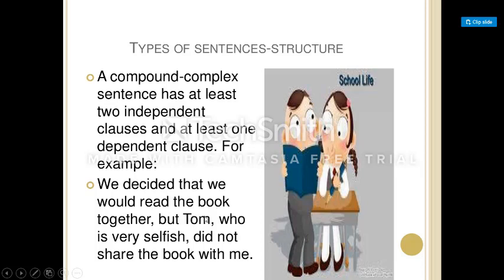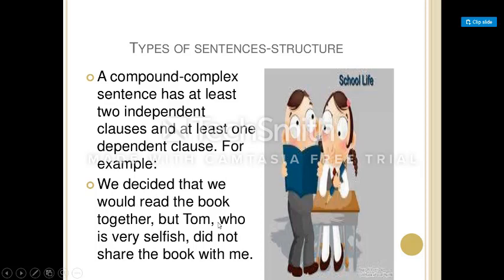We decided that we would read the book together, but Tom, who is very selfish, did not share the book with me. It is an example. Look at this: we decided is independent. What did we decide? That we would read the book together. This is the dependent one.